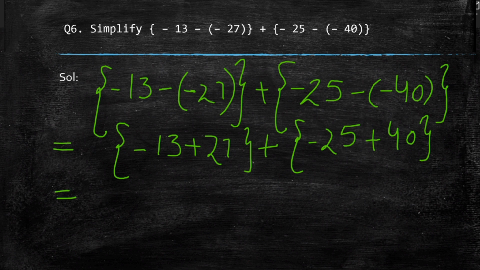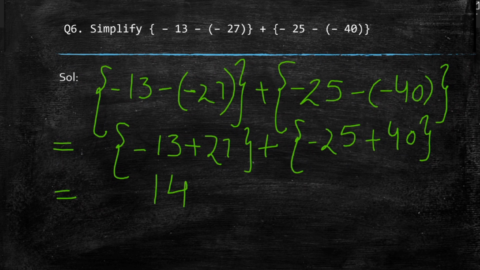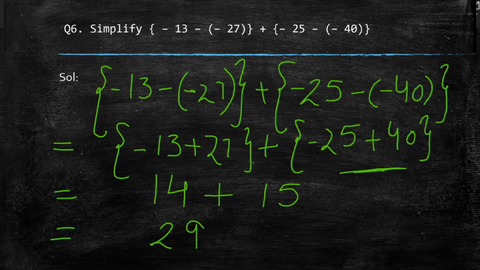Now, in the first bracket, one is negative, another is positive number. Just subtract it. 27 minus 13 is 14, and it should be plus 14 because 27 is greater than 13 and 27 is a positive number. Now, in case of minus 25 plus 40, here again you are going to subtract because one is negative, another is positive. So the answer is 15, and it should be positive 15 because 40 is greater than 25, which is positive. Now 14 plus 15 is 29. I hope you have understood this.